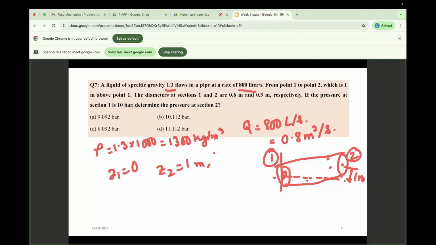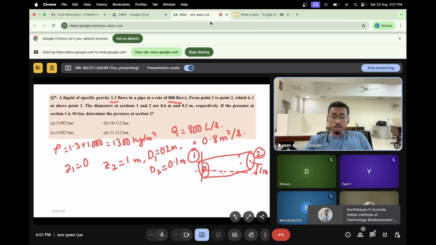And also what is given, D1 0.2 meter and D2 0.1 meter, right? Up to this it is clear?